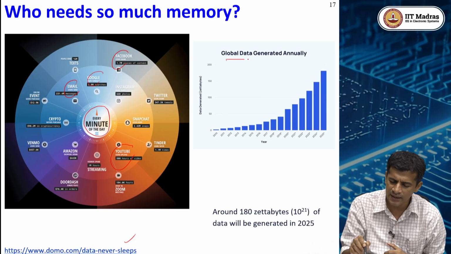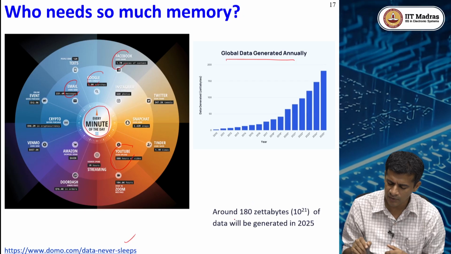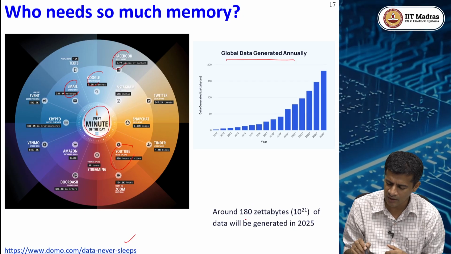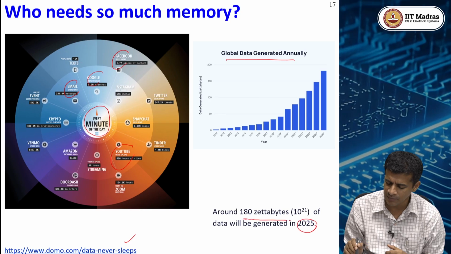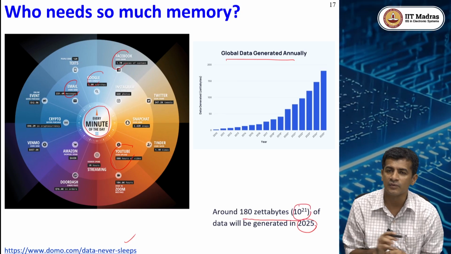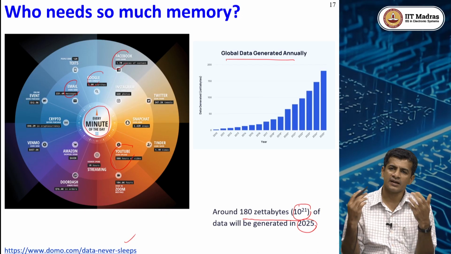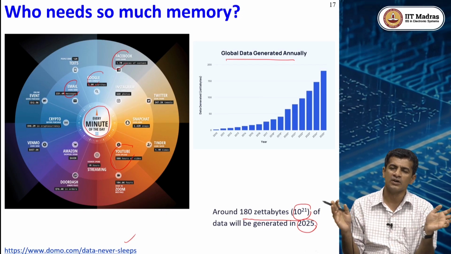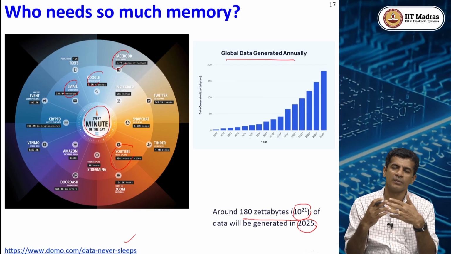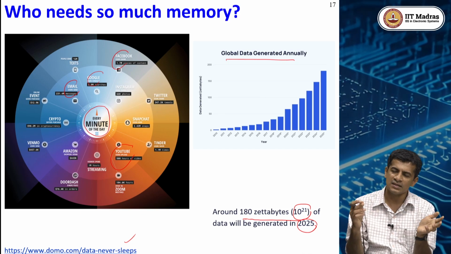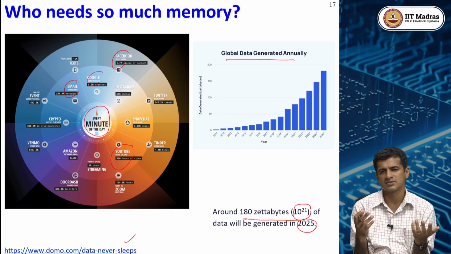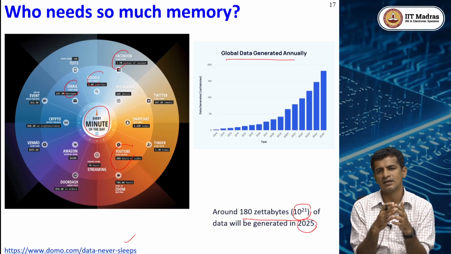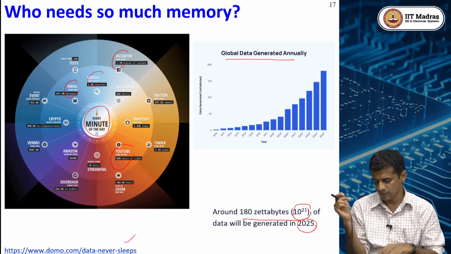The projection for global data generated annually is that in 2025, we may need 180 zettabytes. A zettabyte is around 10 to the power of 21. So you're generating a lot of data, and you need to move this data, which is information transfer. You may have to process the data, which is information processing, and you may have to store the data, which is information storage. In all these three verticals, you require semiconductor devices.